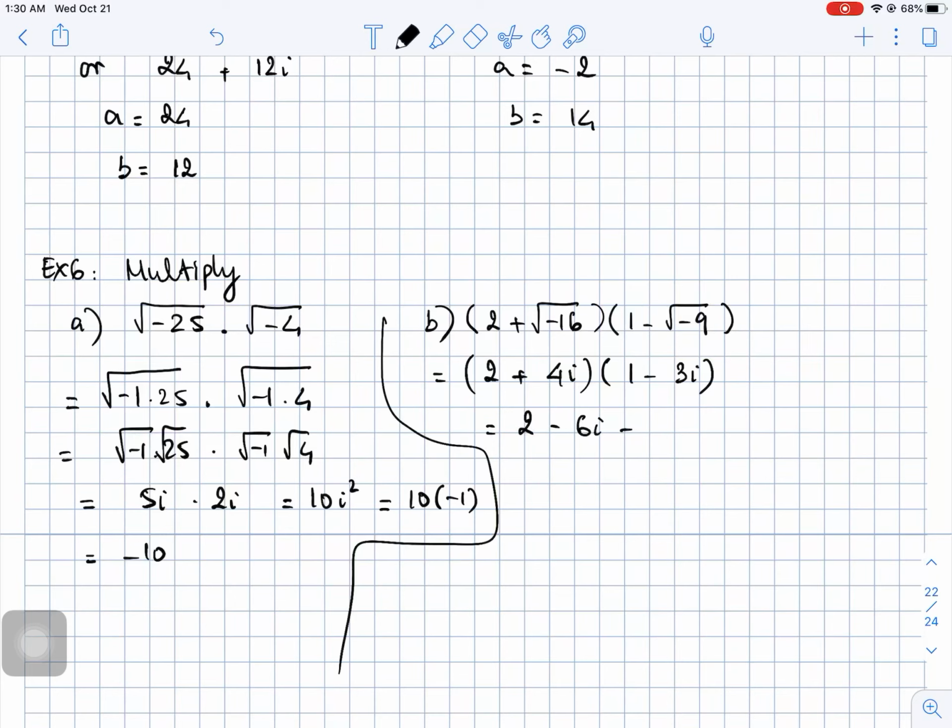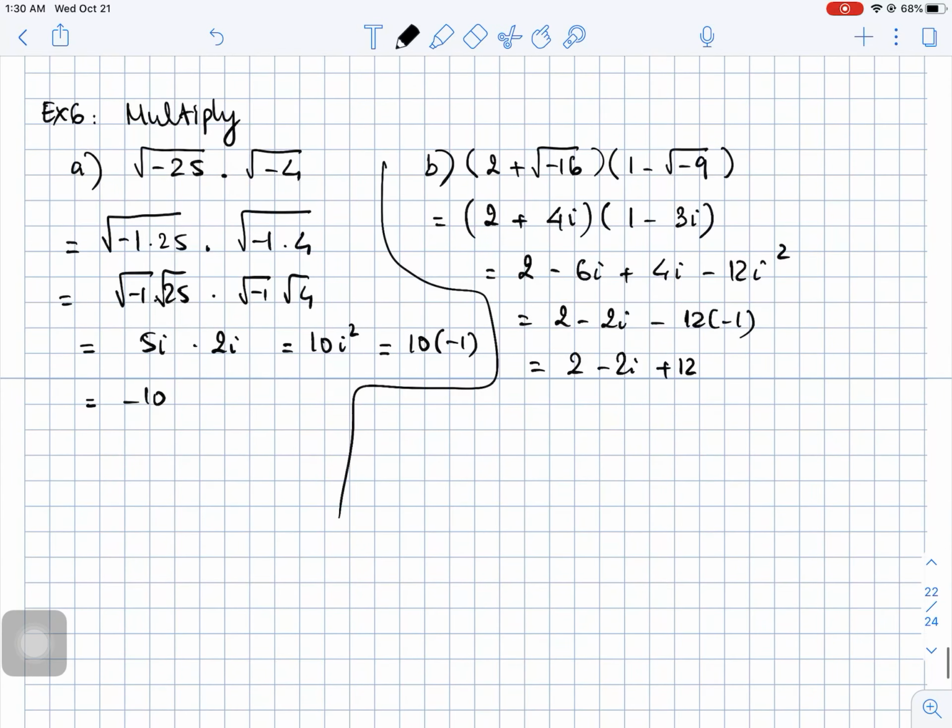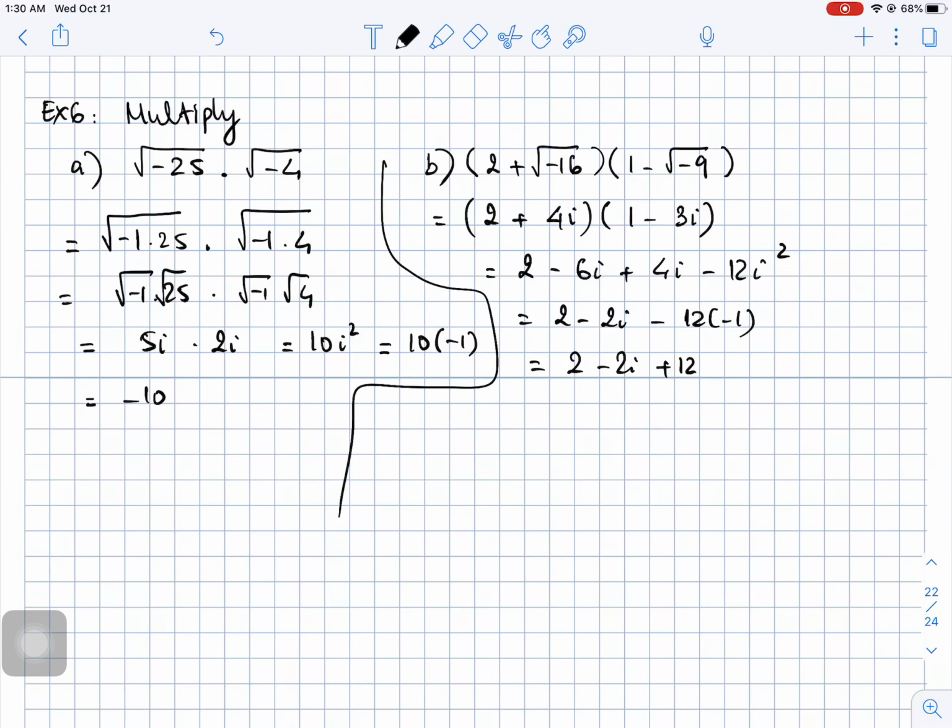In part B, similarly, we simplify the square root of -16 as 4i, and the square root of -9 as 3i. Now we perform the distribute, or FOIL, because we have two parentheses. Then we get 2 minus 6i plus 4i minus 12i squared.